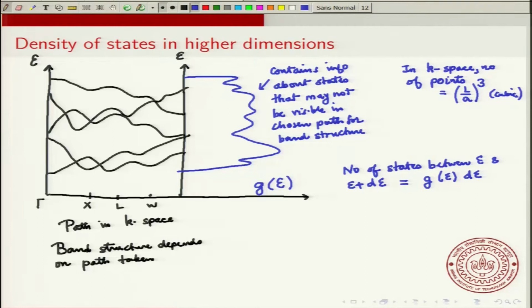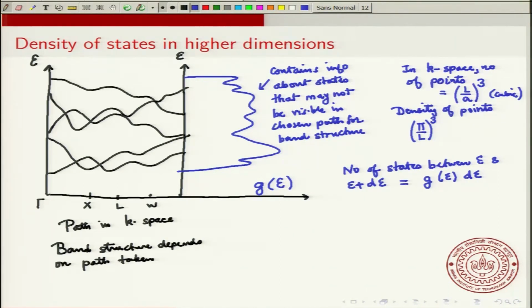And what that means is that the density of points in K space, as we already saw, is that every pi by L interval in 1D had one K point. So, in 3 dimensions, you have pi by L cubed for one K point. And if you use this information, you convert this to an integral over K.